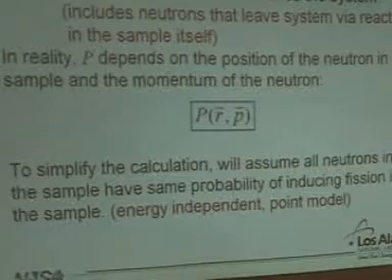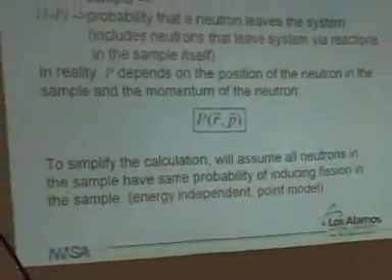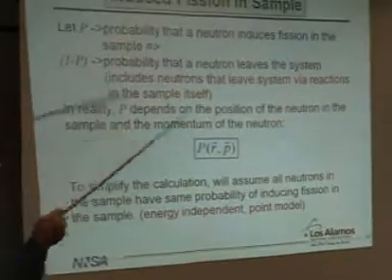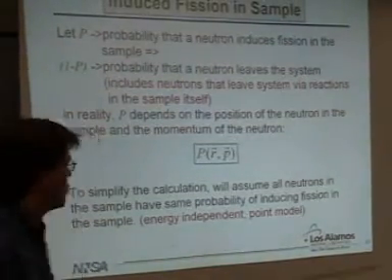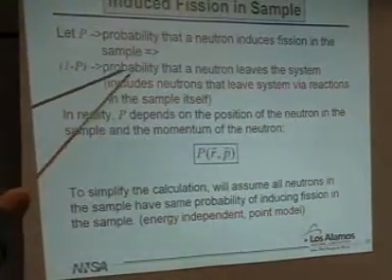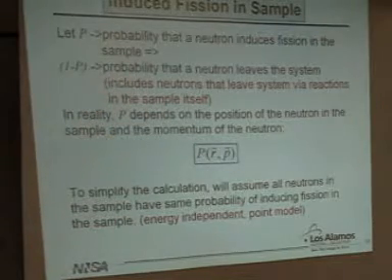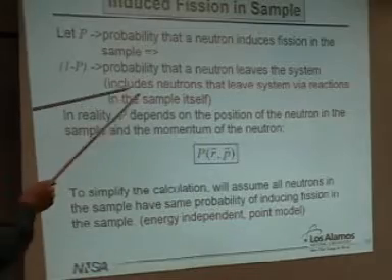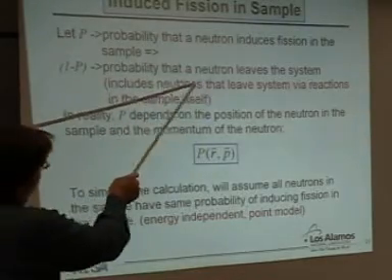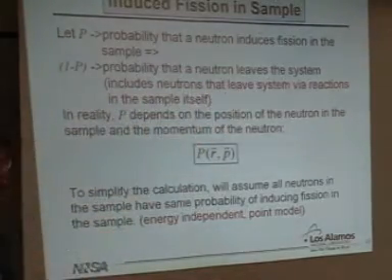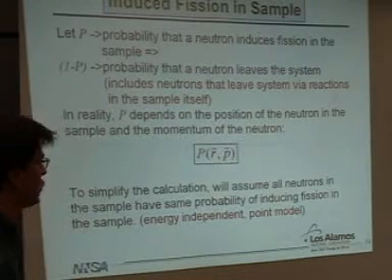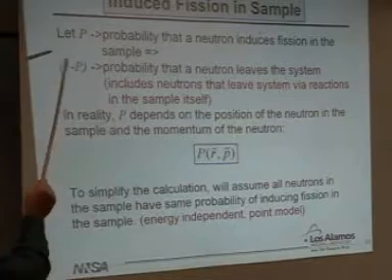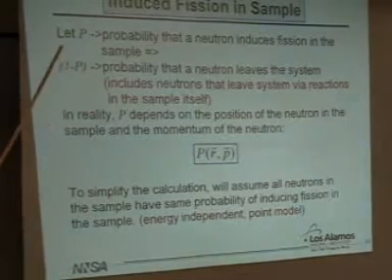Now, since I've mentioned induced fission, let's discuss how we're going to treat it. We're going to let P be the probability that a neutron induces fission in the sample, which of course implies that 1 minus P is the probability that a neutron leaves the system, somehow. Most likely it leaves the surface. It could include neutrons that leave the system via reactions in the sample itself. So if you have neutron poisons, or if you have something that the neutron will react with and it leaves the system, that falls under this number.